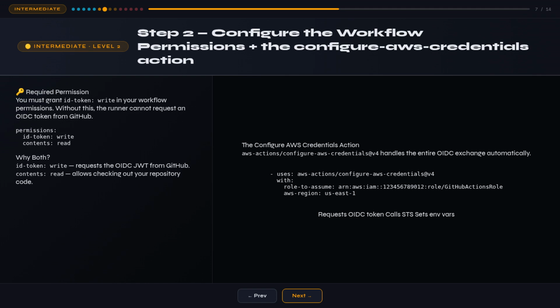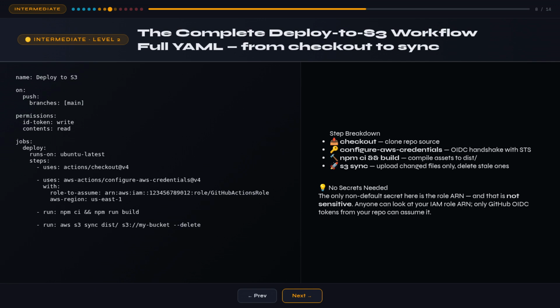The second piece is the configure-aws-credentials action from AWS. You point it at your role ARN and specify the AWS region. The action then performs the entire OIDC exchange, requesting the JWT, calling STS, receiving the temporary credentials, and exports them as the standard AWS environment variables that the CLI and all AWS SDKs automatically pick up for the remainder of the job. This is the full workflow file, everything you need to deploy a static site to S3 with no stored credentials.